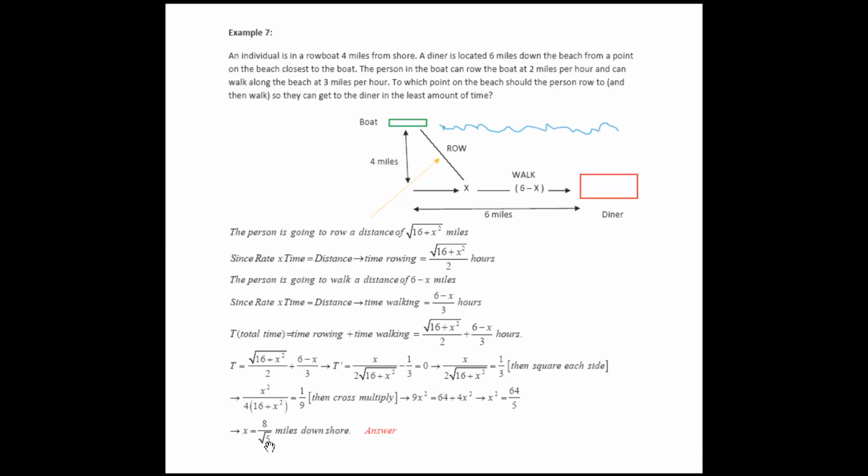miles down shore. 8 over the square root of 5 miles down shore. And so we have found the x.